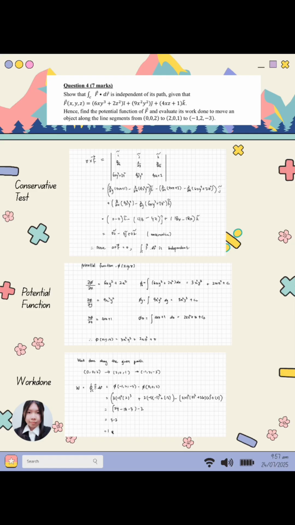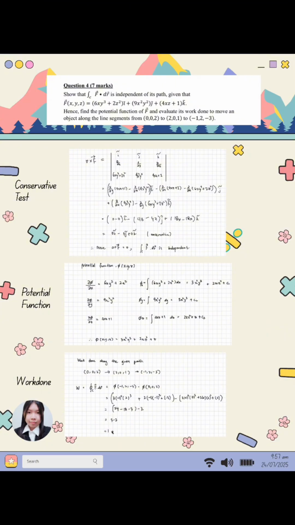So first we consider the x component. Partial phi by partial x is equal to 6xy cubed plus 2z squared. So integrate with respect to x, treating y and z as constant, so I obtain 3x squared y cubed plus 2xz squared plus c1. So next I consider the y component. Partial phi by partial y equals 9x squared y squared. So integrating with respect to y, I obtain 3x squared y cubed plus c2. So now I consider the z component. Partial phi by partial z equals 4xz plus 1. So integrating with respect to z, I obtain 2xz squared plus z plus c3.